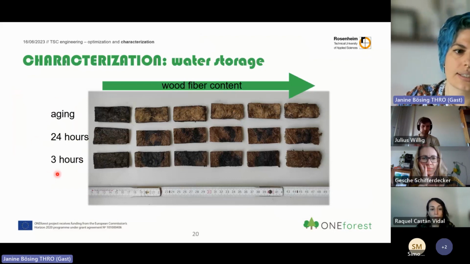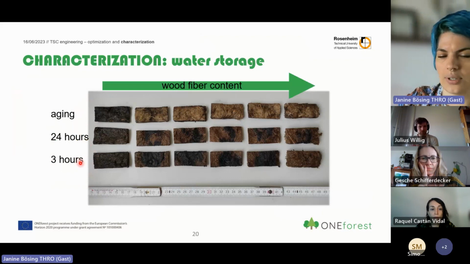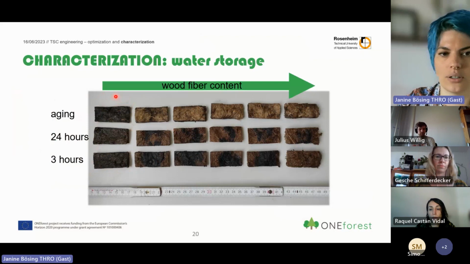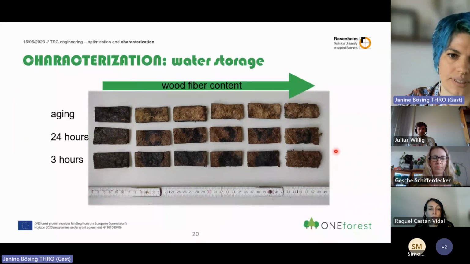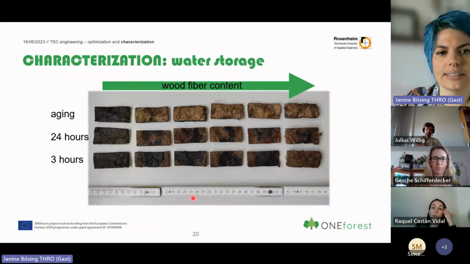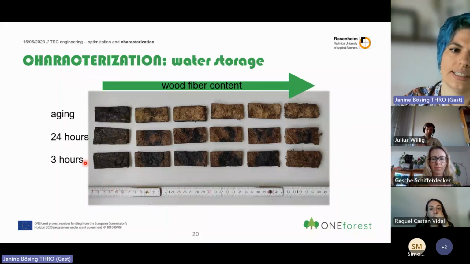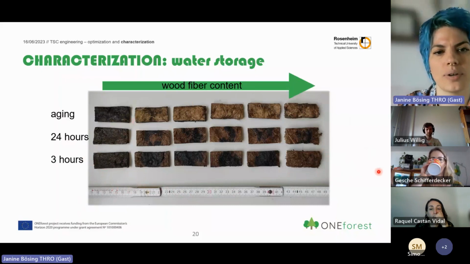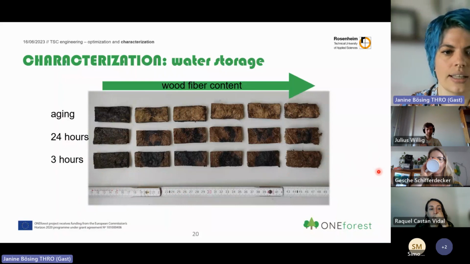We have the different methods that were used, the water storage for 3 hours and for 24 hours, and then also the aging process. The difference of the samples is that we have on the left a wood fiber content of about 10%, and then it gets higher, and at the end we have a wood fiber content of about 25%. And we can see that the higher the wood content is, the more differences you see through the aging process. We can see that all these samples with higher wood fiber contents through the aging wash out the gelatin and the crosslinker, and that's why you can see the exposed fibers in these samples.